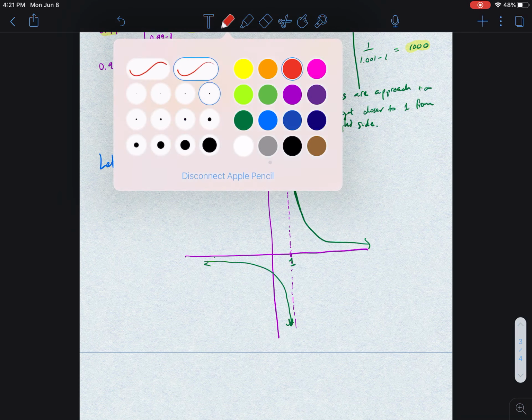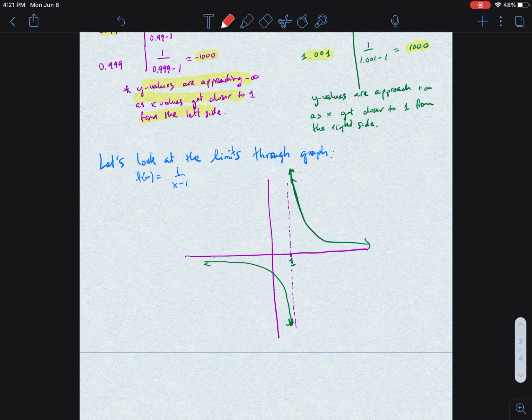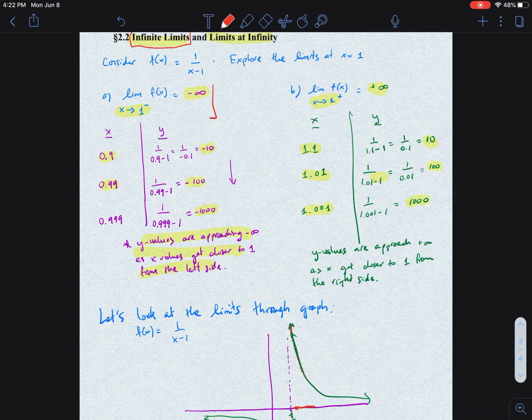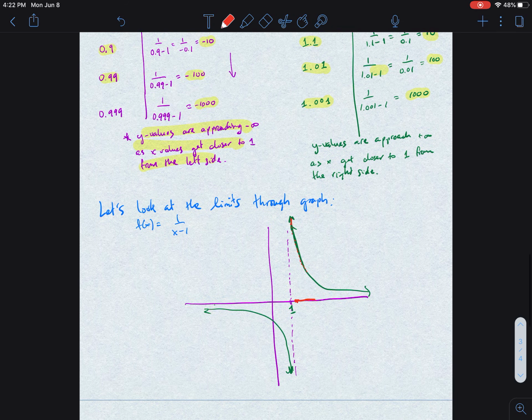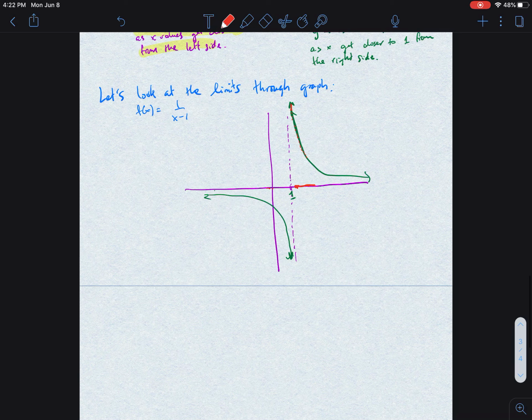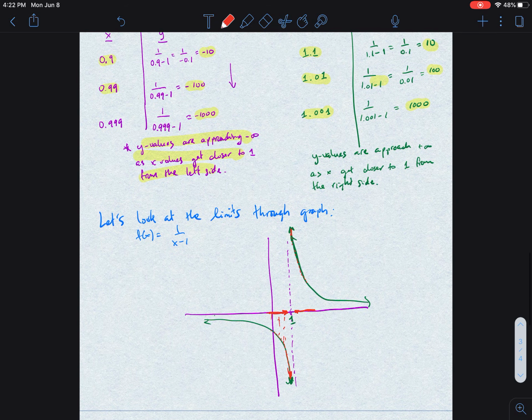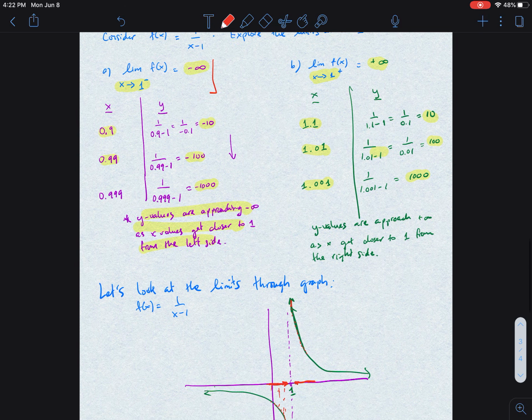So if we get closer to 1 from the right side, right, then the y value, the function value, is increasing to positive infinity. That's what B is saying there. And A is saying that as we get closer to 1 from the left side, the x value gets really close to 1, right? The y value decreases to negative infinity. Okay. So this is an example of infinite limits.